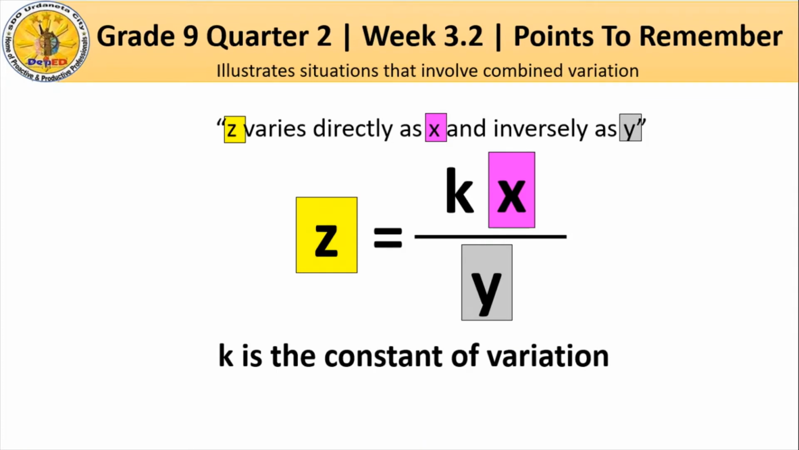The variable after the phrase varies directly is located at the numerator of the variation equation. In this case, we have the variable x, while the variable after the word inversely is located at the denominator of our variation equation. In this case, we have variable y.